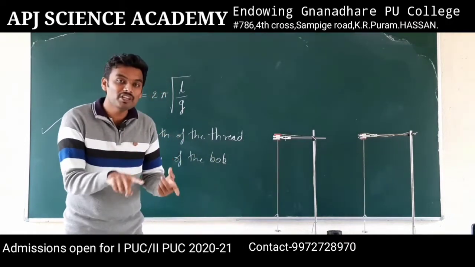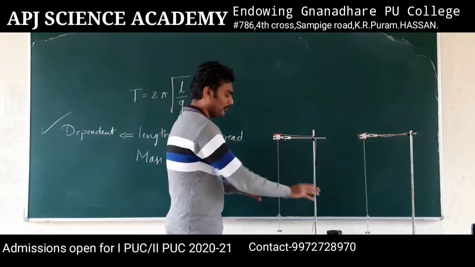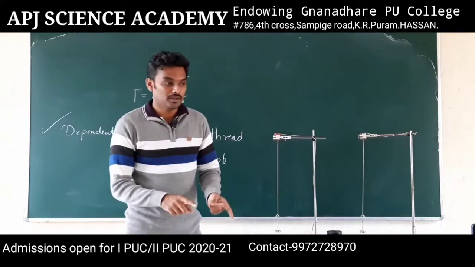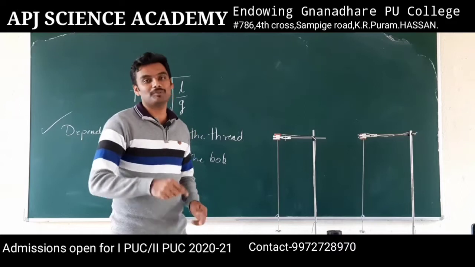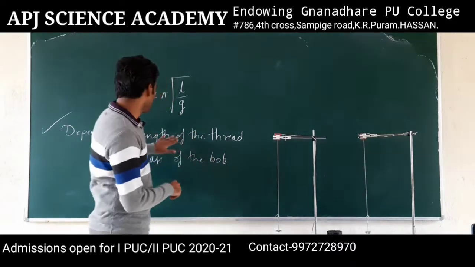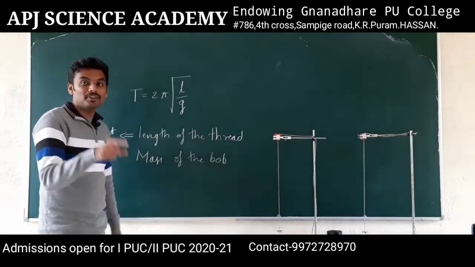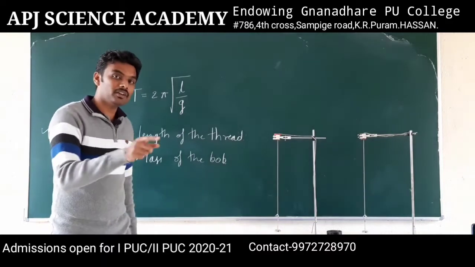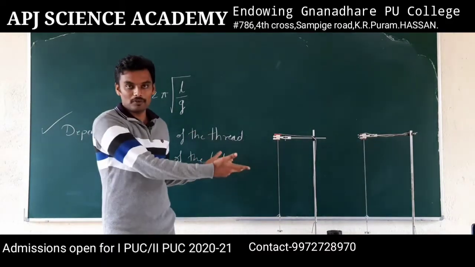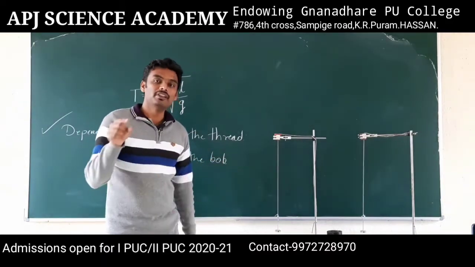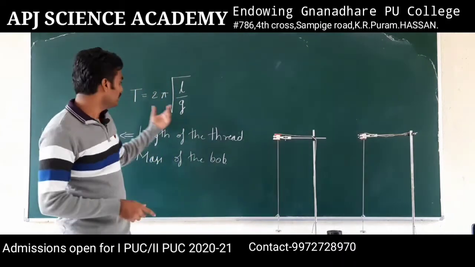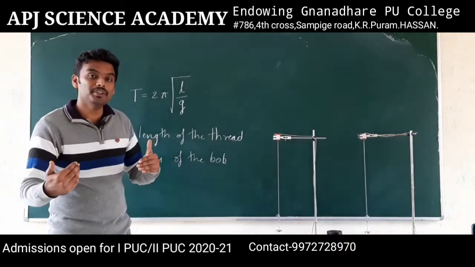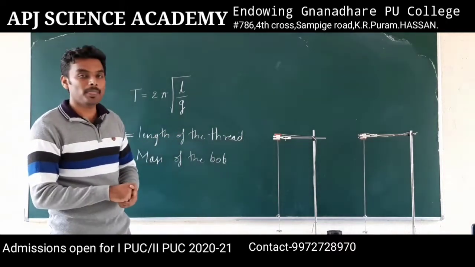What does the same mean? Same length, same mass of bob. Now the factor that I should change is the mass of the bob, right? Because we have checked whether the time period is dependent on length. Yes, it is dependent, and we saw. Now we will see the dependence of time period on the mass of the pendulum.